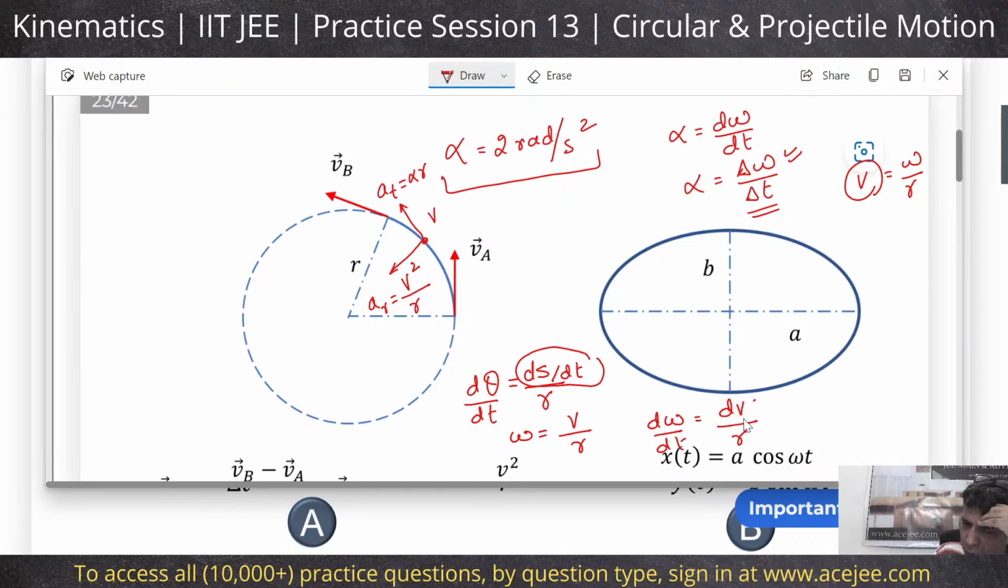Now, is there any difference between this dv and the previous dv that we wrote? That dv was the change in the direction of the velocity vector v, right? That change was towards the center. What is this dv? Change in the magnitude of v. Is that part clear? Yes, sir.